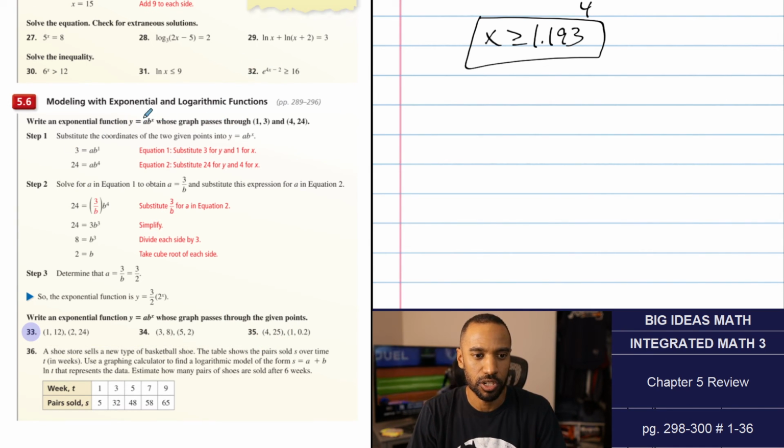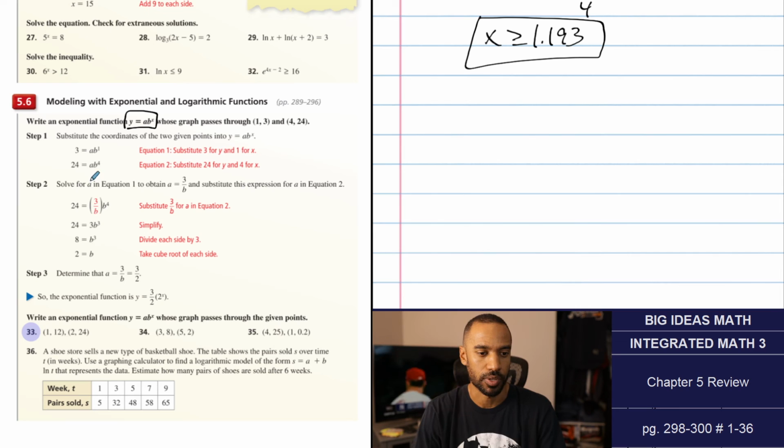Write an exponential function y equals ab to the x whose graph passes through (1, 3) and (4, 24). Your goal is to come up with this y equals ab to the x by finding a and b. You have a couple x, y values. You can substitute into this equation type to model a system of equations. And then we solve using one of two methods, substitution or elimination. The book uses substitution. I'll use substitution for at least one or two problems and elimination for the other ones.